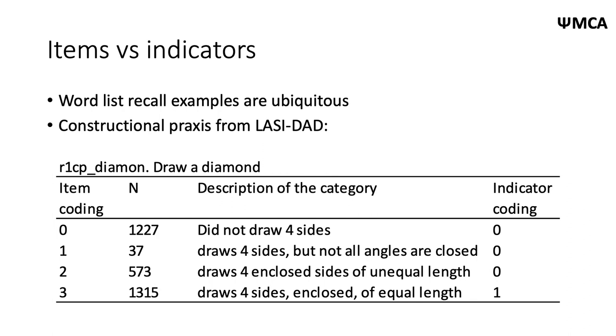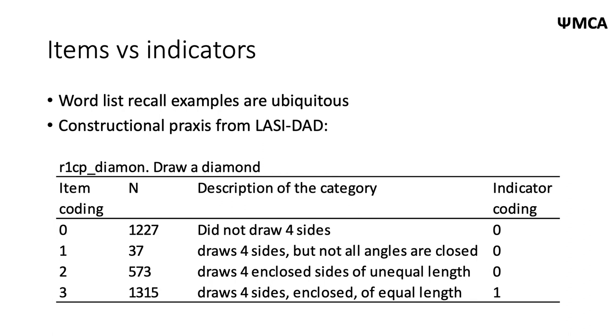This is an example of constructional praxis from the Lasi-DAD study. In one of the items, participants were asked to draw a diamond. And so the item coding in the data set was 0, 1, 2, 3, and 4. But when we looked at the distributions, there's not an even gradient. It's not like you have a large number of people performing on a 3, and then a slightly smaller number doing a 2, and then a 1, and then a 0. You've got a bolus of people at 0, and then a bolus of people at 3.